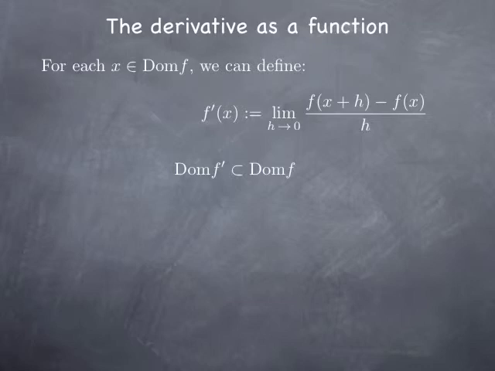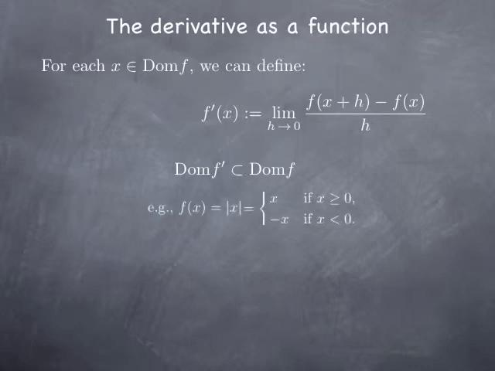of f. The first observation is that, of course, for f prime of x to be defined, we need at least f of x to be defined, so the domain of f prime is a subset of the domain of f. This might be a subset in the strict sense. In other words, it might be a smaller set than the domain of f.